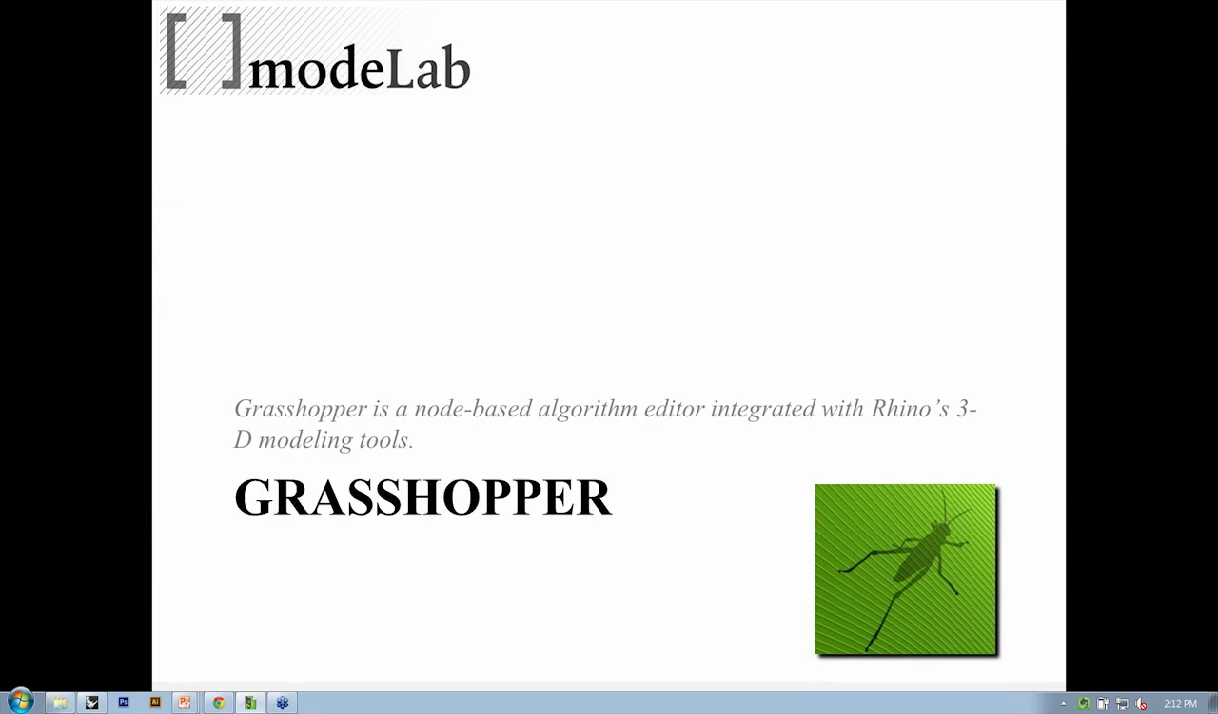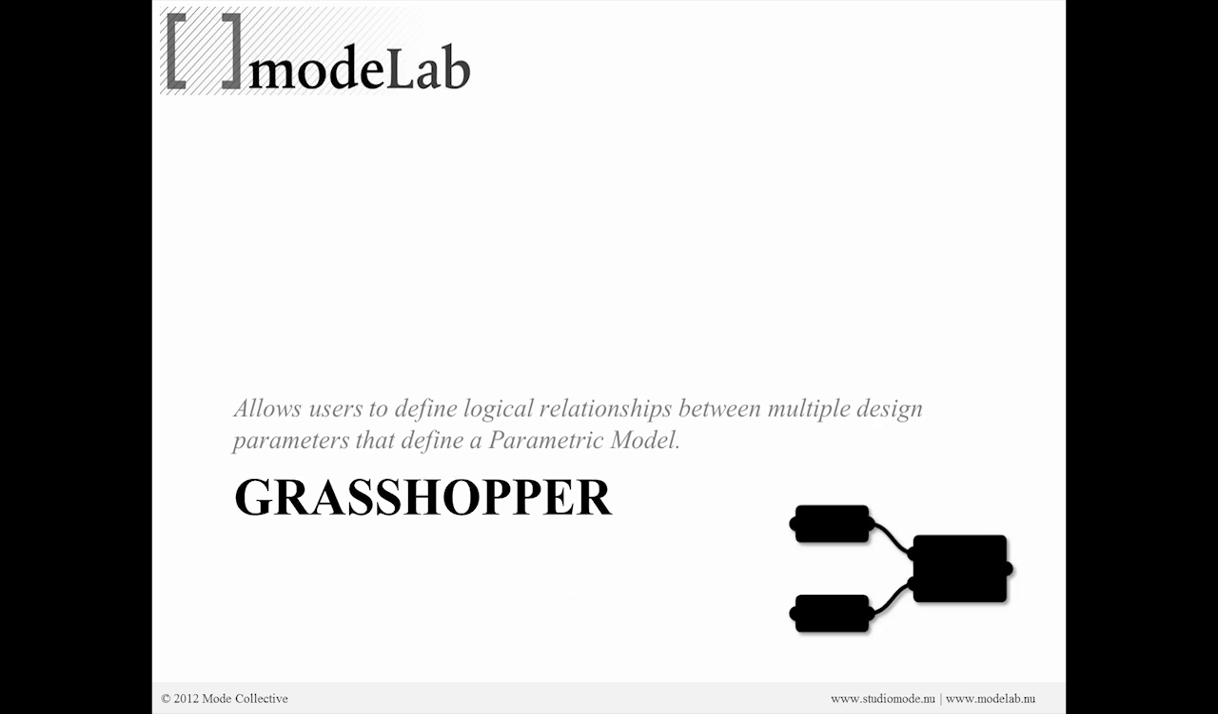Okay, so a couple of things that we need to touch base on before we go any further in terms of actually talking about dynamic patterns. Again, we hope that you were able to participate in our Intro to Grasshopper webinar or review that content online before today. But we're going to be using Grasshopper, so we need to know what it is. All it is, is a node-based algorithm editor integrated with Rhino's 3D modeling tools. So really all that means is that we can define logical relationships between multiple design parameters, subsequently defining a parametric model.